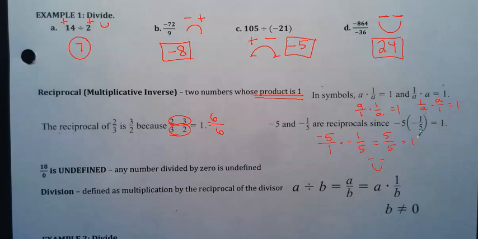The other thing that we have: 18 divided by 0 is undefined. Okay, so that's just one example.